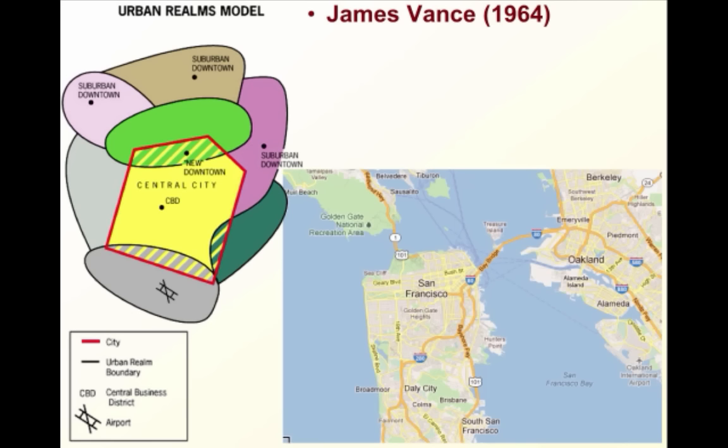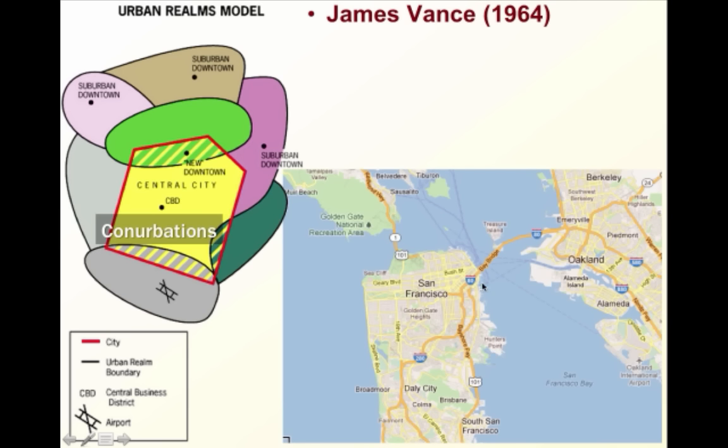Now, he noticed that over time, the smaller villages, towns, and suburbs may grow to become more self-sufficient suburban sectors that are focused on their own independent CBDs. Vance was able to look at San Francisco's urban ecology and summarize the economic processes into a model. What formed were these urban realms, these conurbations, these connected urban areas.